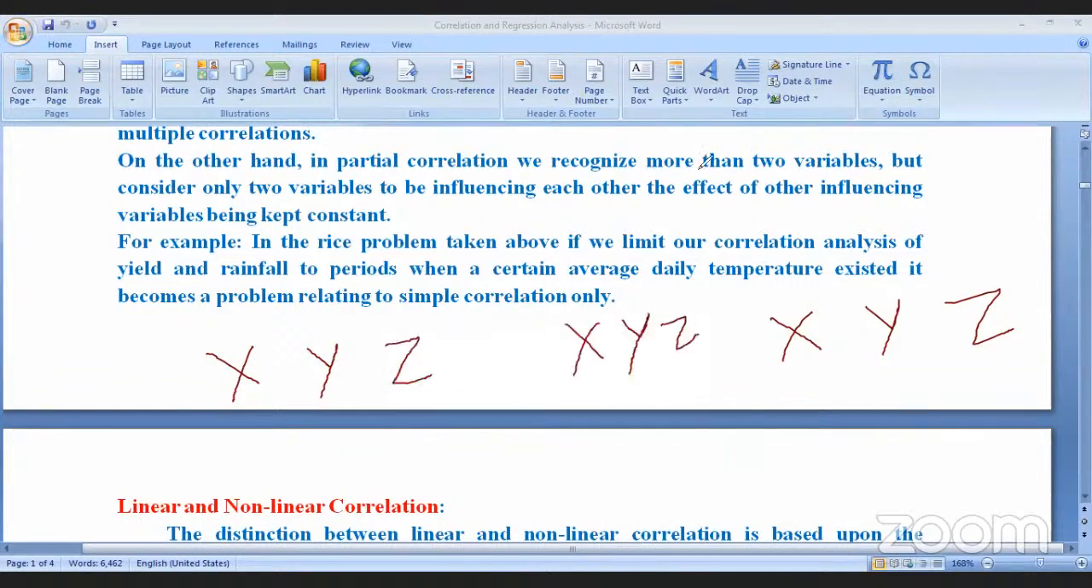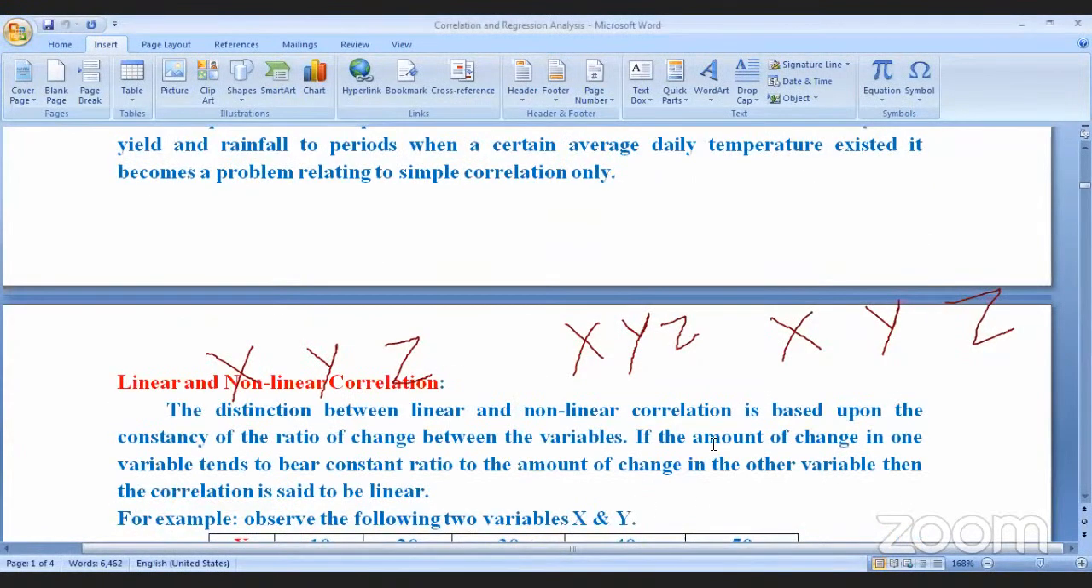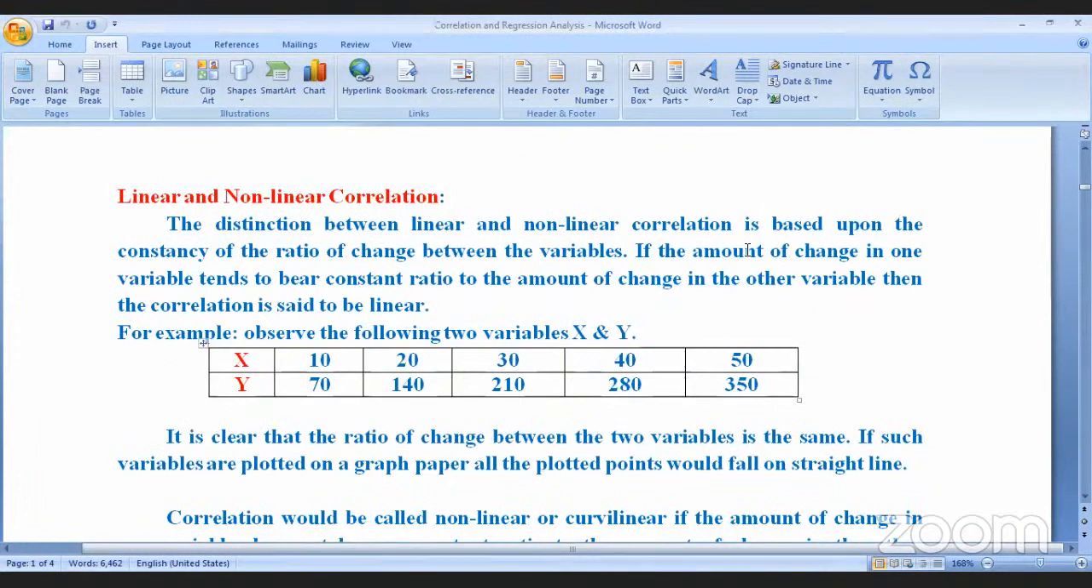Okay, wait a minute. I will take your attendance. Meanwhile, just read this one, linear and non-linear correlation.